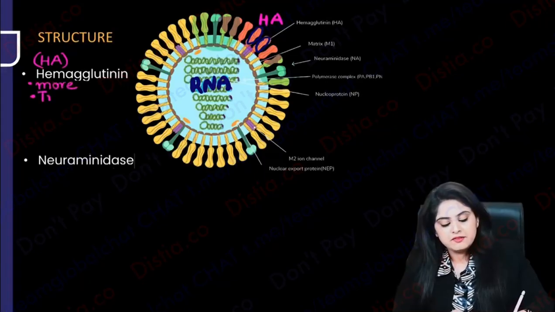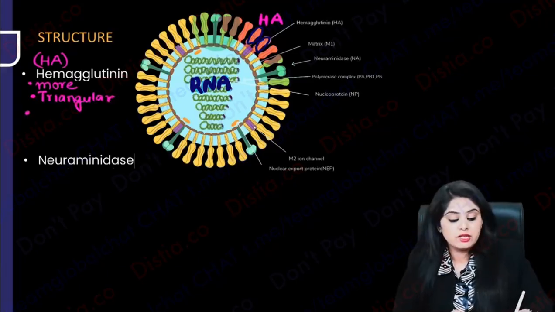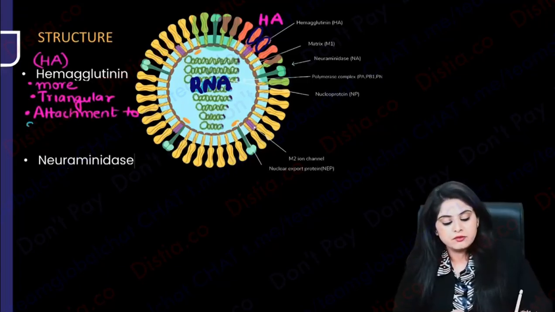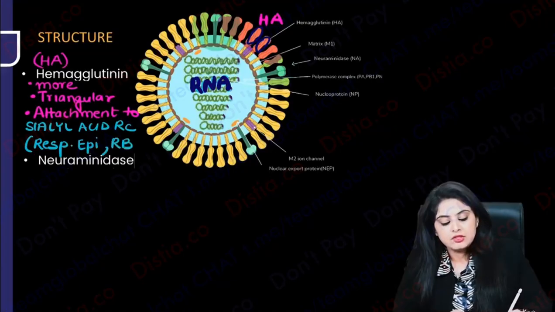They are roughly triangular in shape, and what is their function? Why has God given them? These are the ones that will come and attach to the body. So they attach to which receptors of our body? They attach to the sialic acid receptors. Where are sialic acid receptors present? They are present on the respiratory epithelium and they are present on the red blood cells.